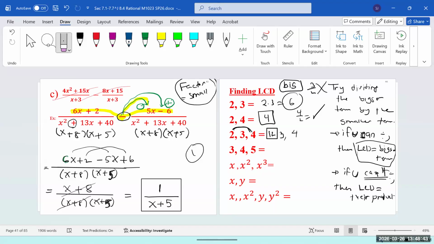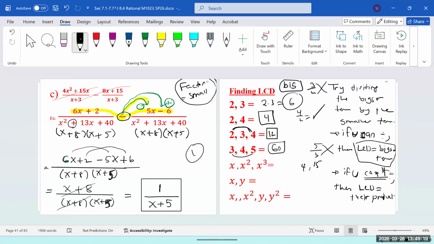So if you have multiple numbers, you combine odd with odd, even with even, and see which one makes sense. For example, the last one is 3, 4, and 5. Our odd numbers are 3 and 5. Can you divide 5 by 3? No. So what is the LCD between 5 and 3? 5 times 3, 15. And then you compare 4 and 15. Can you divide 15 by 4? No. So if you multiply 15 and 4, the answer is 60.